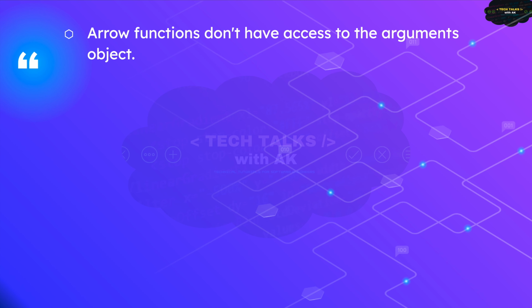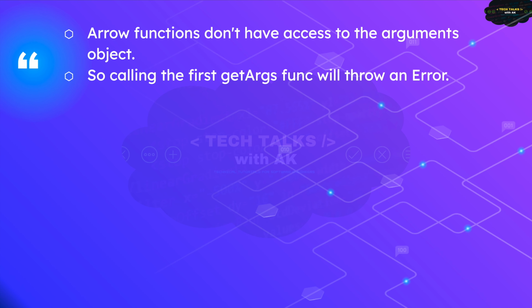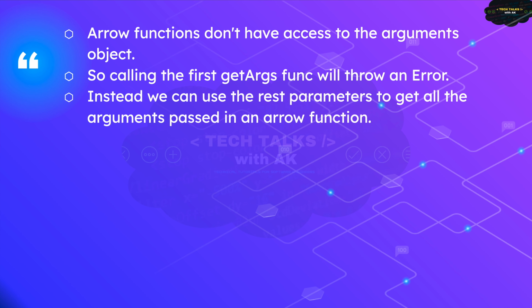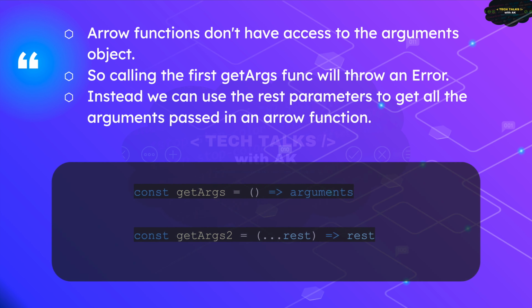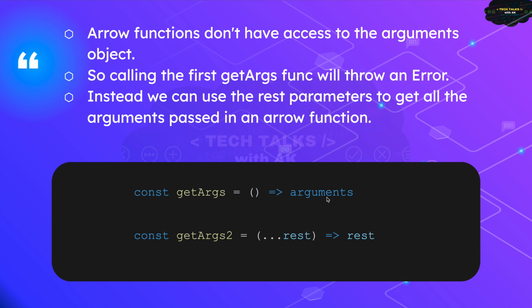Arrow functions don't have access to the arguments object. So calling the first getArgs function will throw an error. Instead, we can use rest parameters to get all the arguments passed in an arrow function. Let's look at an example of both. So the first one is getArgs, which returns an error. Another one is getArgs2, in which we use three dots rest, which returns rest.